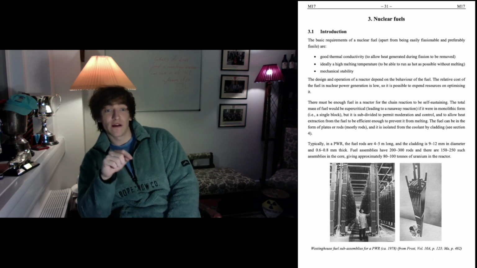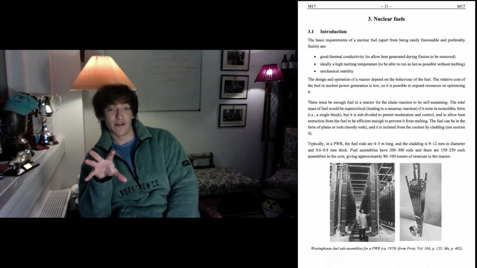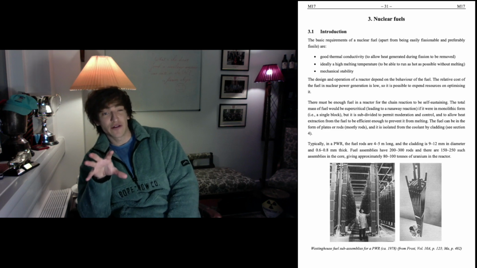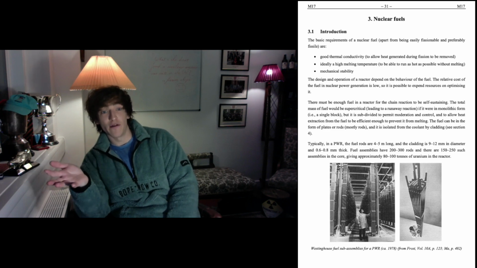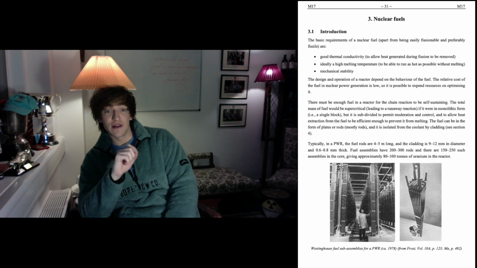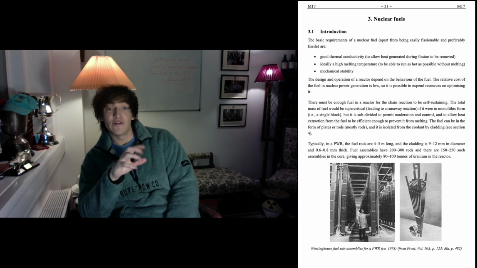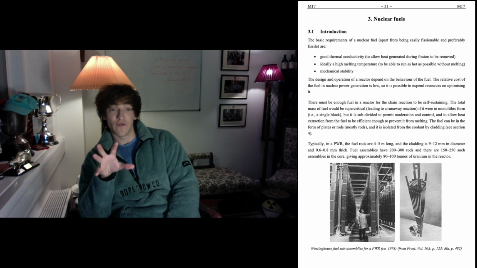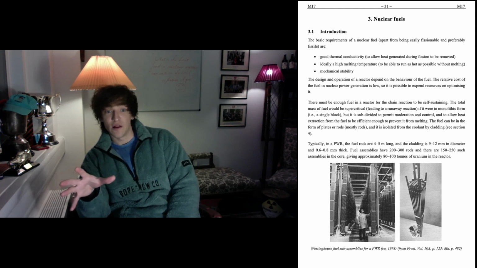Now, as I've mentioned before, there is a lot of nuclear fuel in a reactor. There's around 80 to 100 tons worth in a PWR, for example. And the images shown here on page 31 give you an idea of the size of a fuel assembly used in a PWR, around 5 meters long.